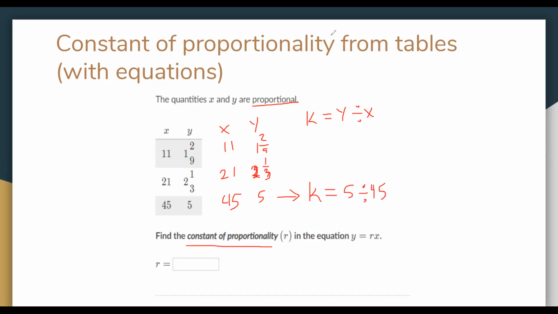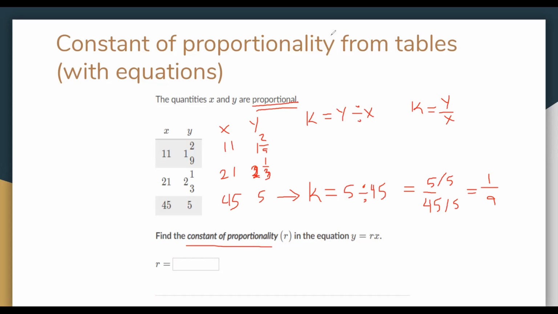But again, to make it easier, in this case, I'm just going to say, remember, k is also y over x. So I really could have just written it as 5 over 45, which if I simplify that by dividing both by 5, I end up with 1 over 9. So my constant of proportionality is actually 1 over 9 because I knew the table was proportional from the beginning. So I took the one that was easiest to do and I found 1 over 9.